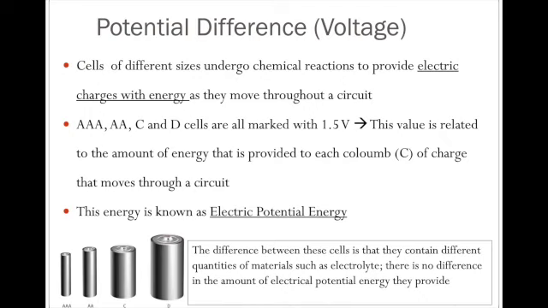So we have different sizes of batteries, like we talked about, because it's chemical in nature, and we get different electric charges that move through. So we have our AAAs, AAs, D-cell batteries, and they're marked with 1.5 V, volts, right? You probably have heard this term volt before. It's related to the amount of energy that is provided to each coulomb of charge that moves through a circuit, right? So potential difference, which is also called voltage, they mean the same thing. So if I say potential difference or if I say voltage, those are synonyms.